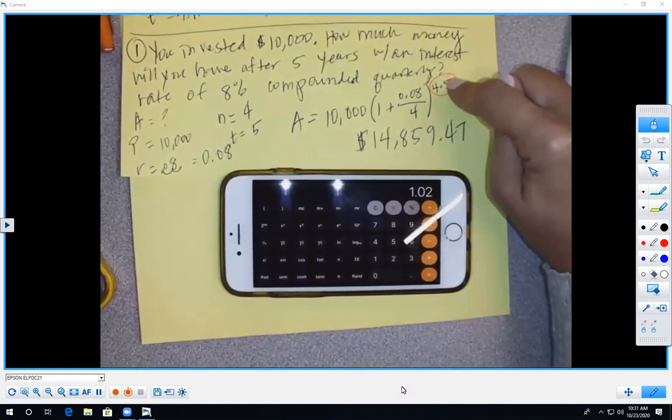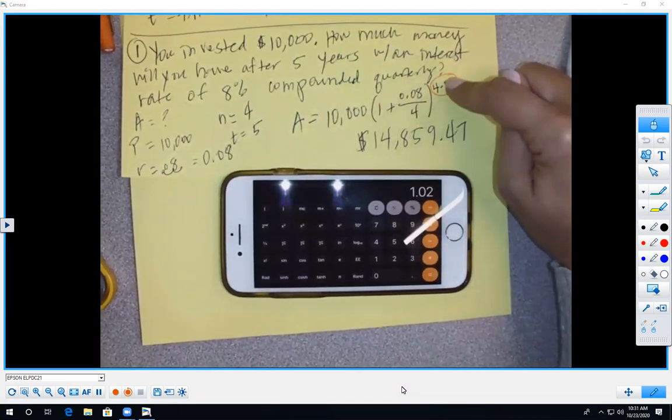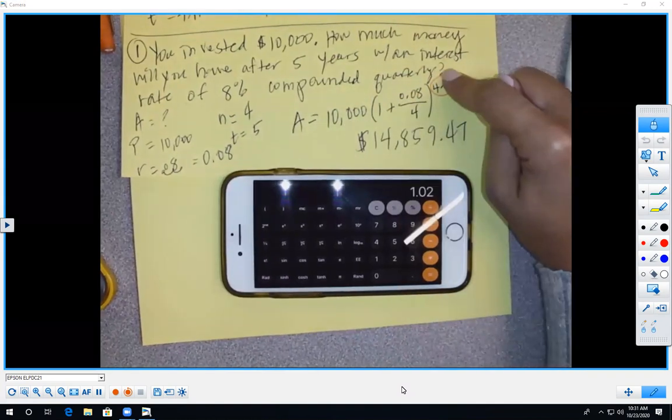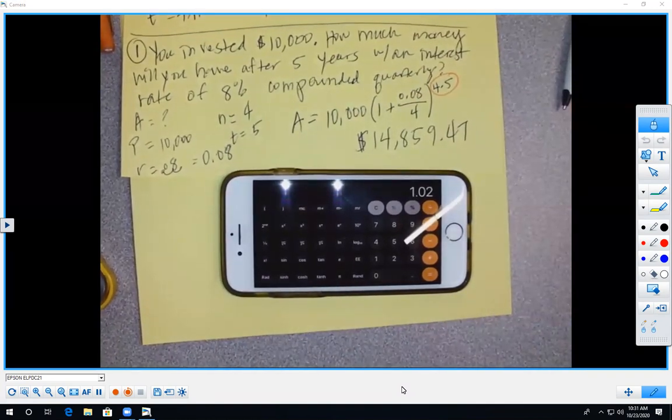So you have to do that exponent first. If you don't do that exponent first, if you multiply by 10,000 and then raise it to that exponent, you get a ginormous, huge number that is not reasonable, unfortunately.